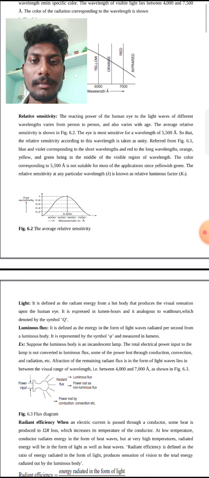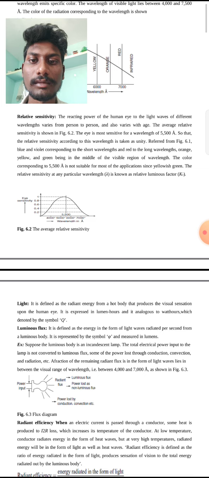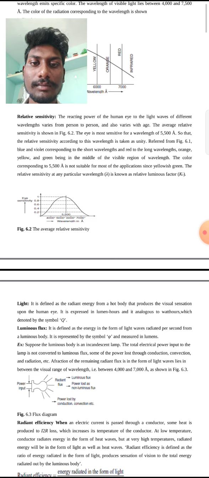Relative sensitivity means the reacting power of the human eye to light waves of different wavelengths varies from person to person and also varies with age. The average relative sensitivity is shown in the figure below.